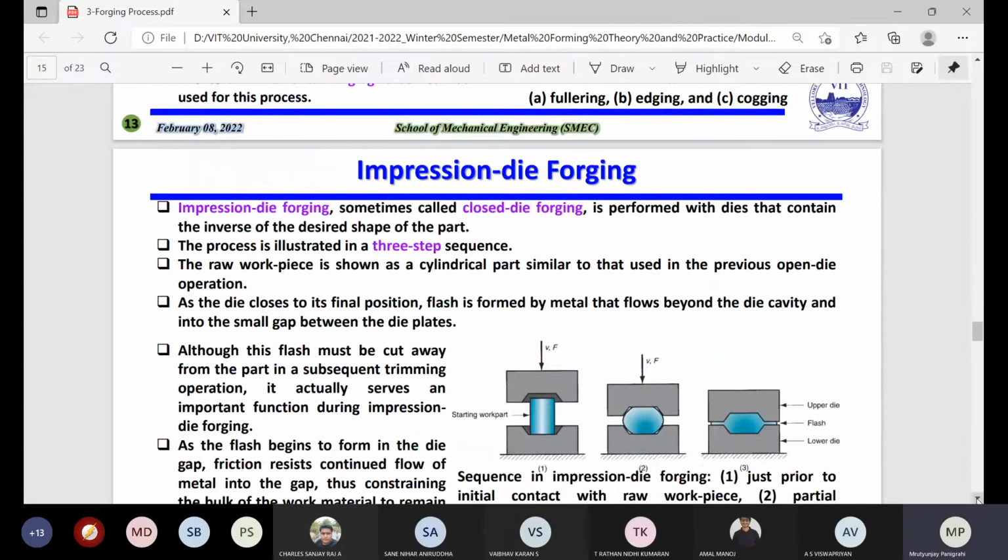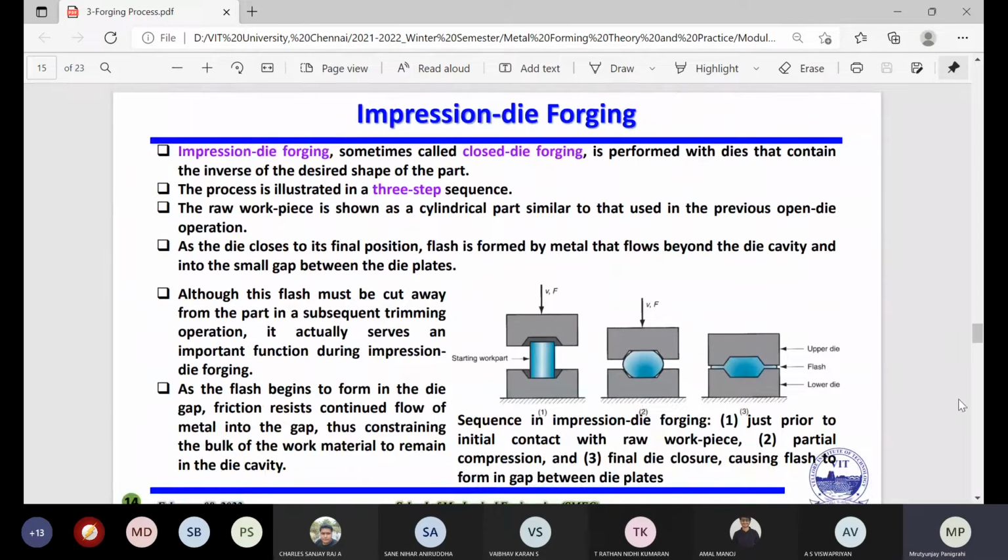Then the second one, if you see the impression die forging, if you remember, I put one slide with just basic hints, the closed die forging, then open die forging, then also the flashless forging, one schematic diagram I put in the beginning. Similarly here also, in impression die forging, I do not know whether I put this word there or not, but you can check. If not, you can add it in the PPT.